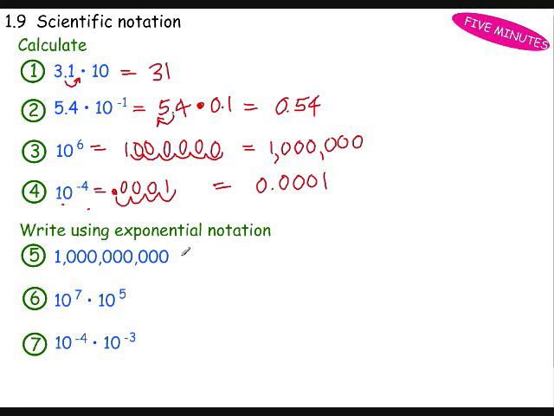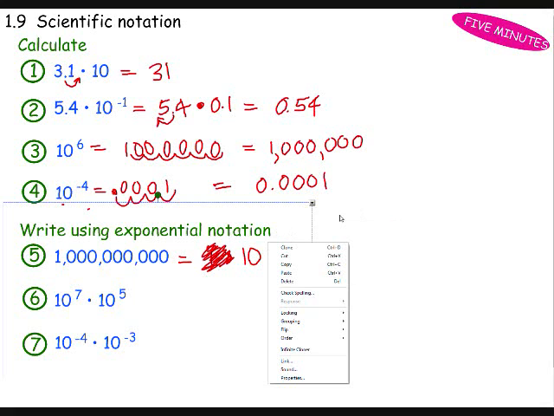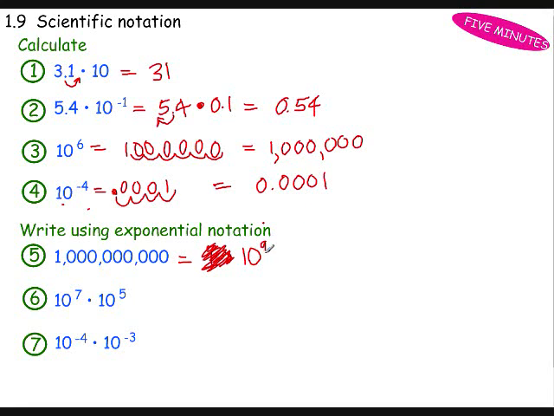So write using exponential notation. Here we've got a 1 times 10. Oh, it didn't say scientific notation. All right, so forget the 1. 1 times anything is itself anyway. 10 how many times? Well, this is 10 one time, 2, 3, 4, 5, 6, 7, 8, 9. So 10 to the 9th power.